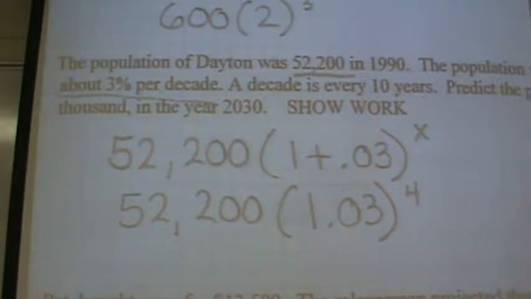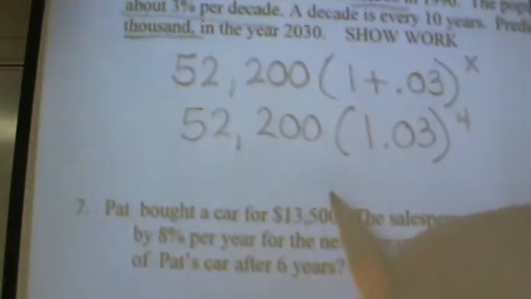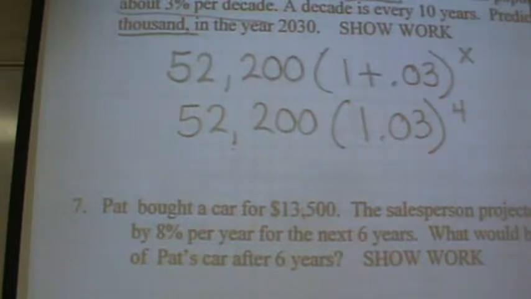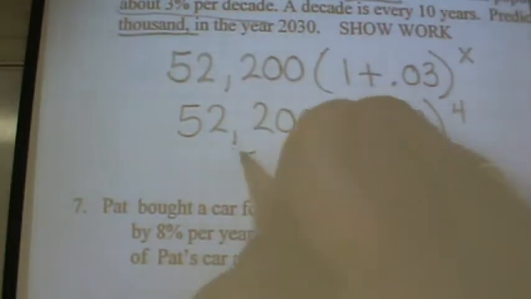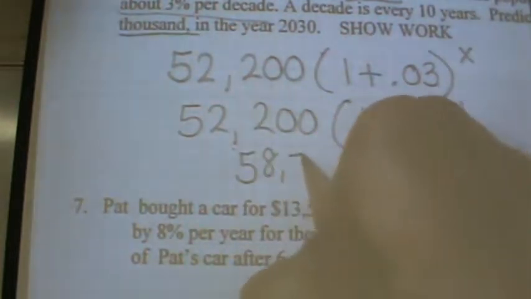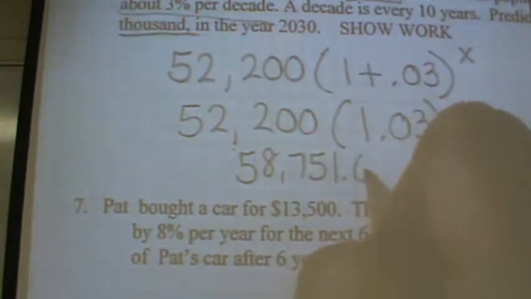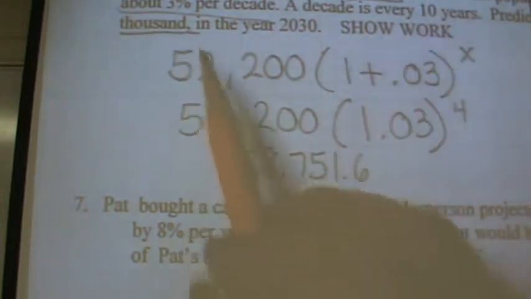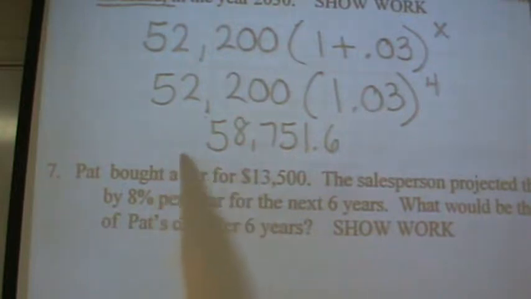And it says, predict your answer to the nearest 1,000. So when you type this in your calculator, you end up getting an exact amount of 58,751.6. How do you round to the nearest 1,000? What number is the 1,000 place?